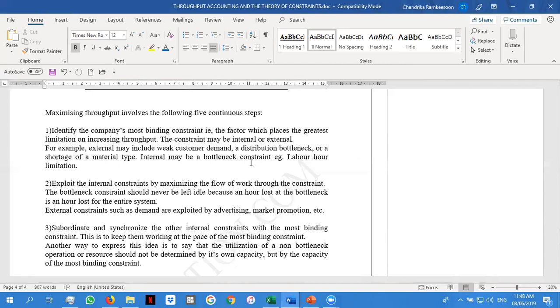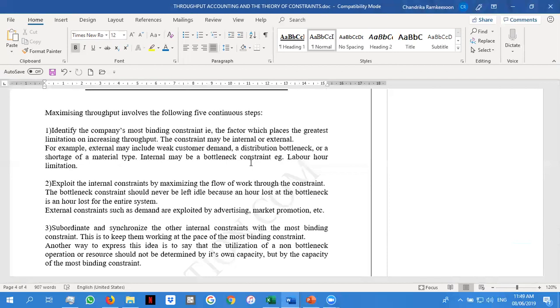For example, external may include weak customer demand, a distribution bottleneck, or a shortage of a material type. Or as I said, it could be a labor type as well if we outsource the labor part of it. Internal may be a bottleneck constraint, for example, a labor hour limitation. You will normally be dealing with an internal bottleneck, like what we saw just now in the example.